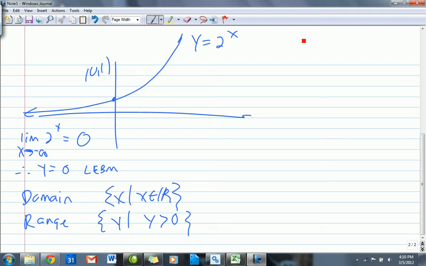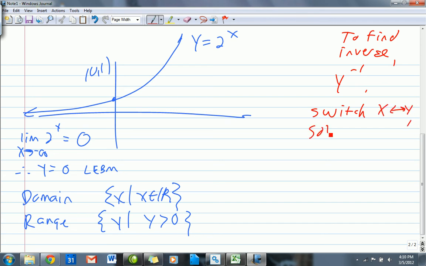And to find the inverse of a function, another way of saying that is y to the -1, we switch the x and the y's, and then we solve for y. Alright, so that's just a quick reminder.